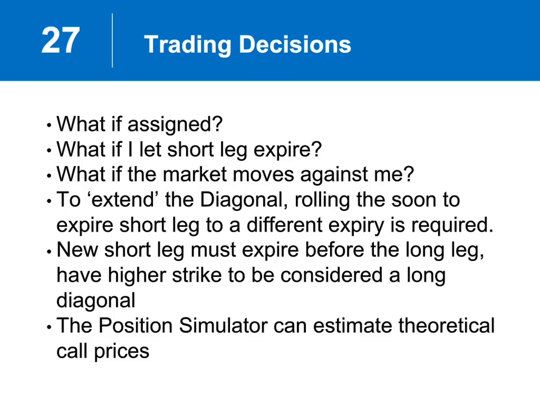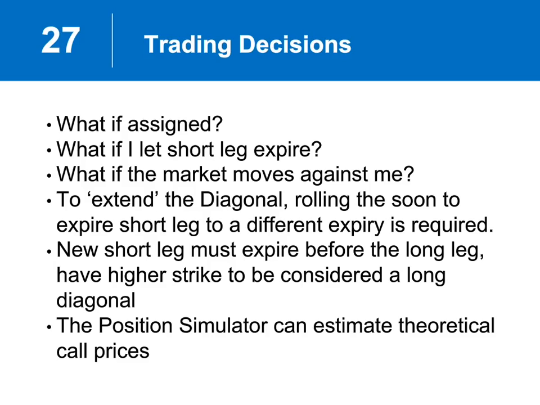Additional decisions and questions the investor has to ask themselves is, what happens if I'm assigned on my short leg? If I let the short leg expire, what would those consequences be? And of course, if the market moves against me, what can I do? Many diagonal spread traders consider extending the trade by rolling the soon to expire leg to a different expiry. The new leg must expire before the long leg and have a higher strike to be considered a long diagonal call spread. That's a lot there.